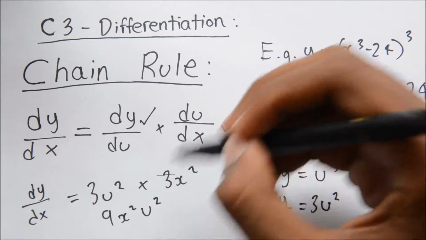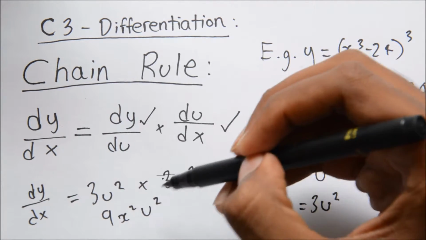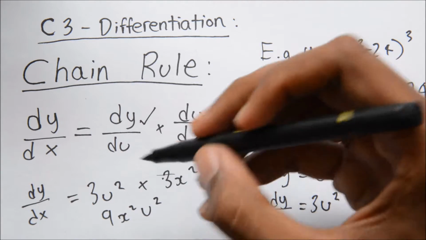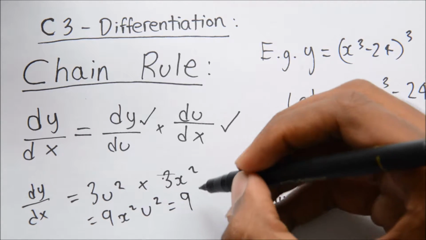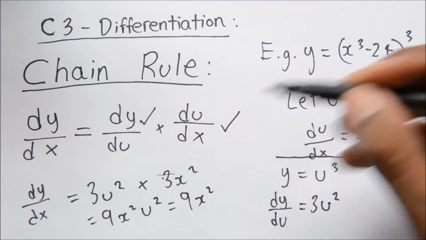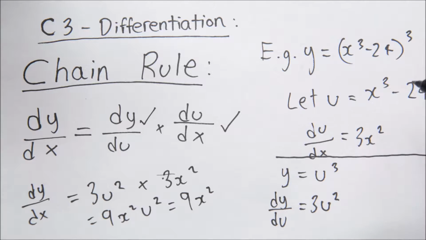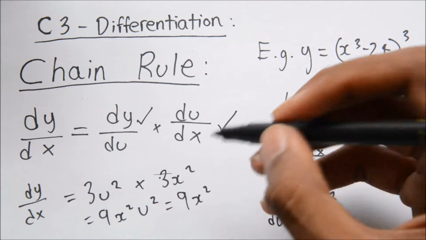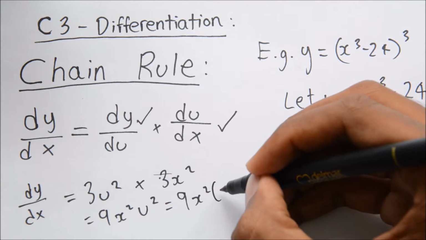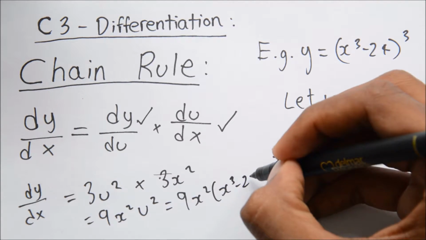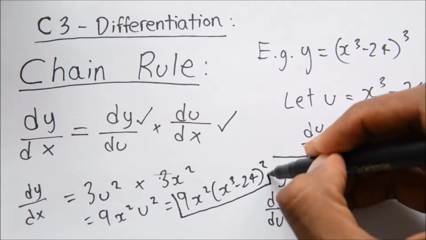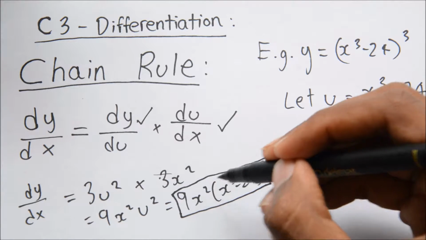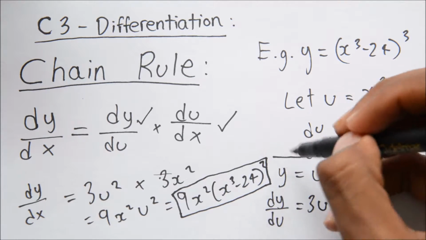Now, we don't have u in the original equation, so why leave it here? Instead, let's replace it. So this is all equal to 9x squared, and replace the u as what we had made it. We know u is x cubed minus 24, so we put x cubed minus 24 here and make all of that squared. So our final answer for the differentiated version is 9x squared times (x cubed minus 24) all squared.